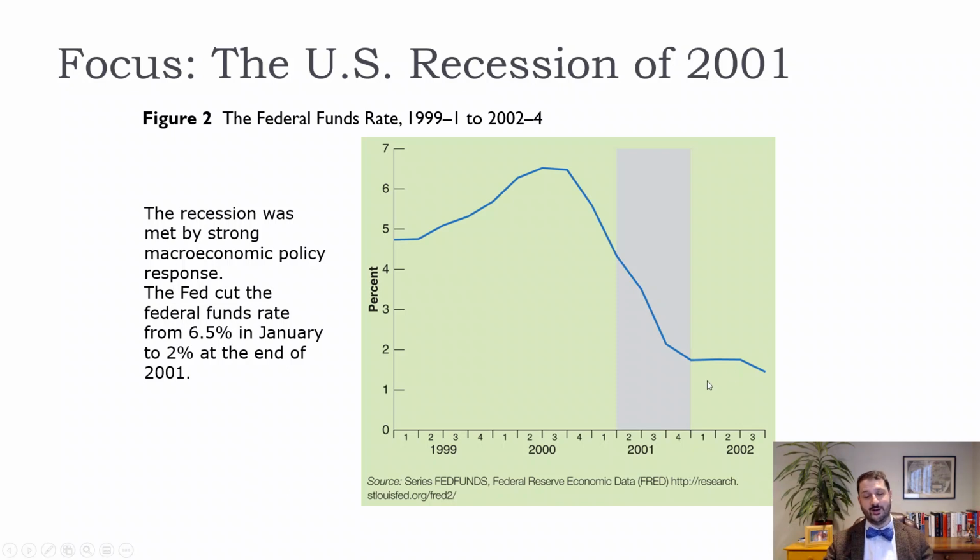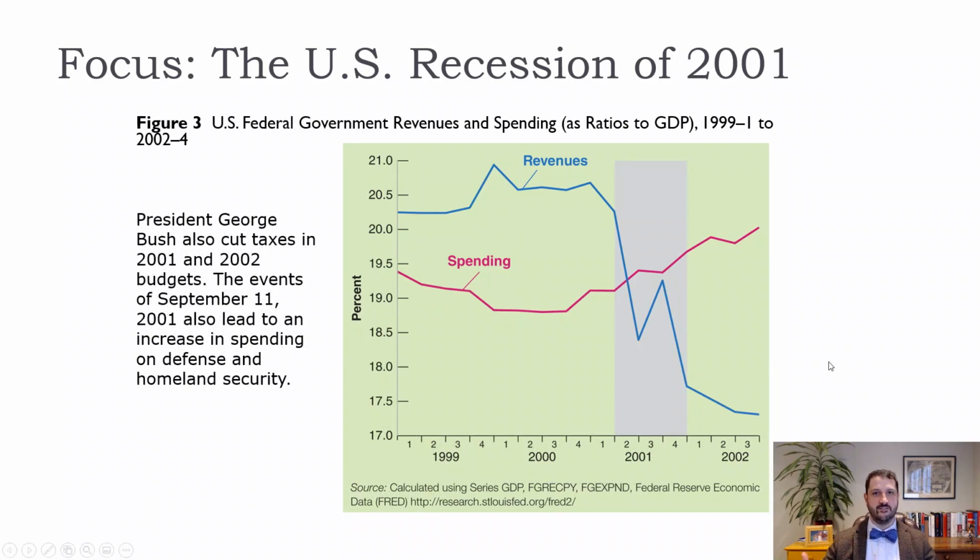Now there's unfortunately an argument to be made that dropping the federal funds rate this low and keeping it low for a while actually fueled the housing bubble, which then led to the financial crisis in 2008. But we'll talk about that later. But the goal, obviously, of that drop in the interest rate was to get us out of this recession.